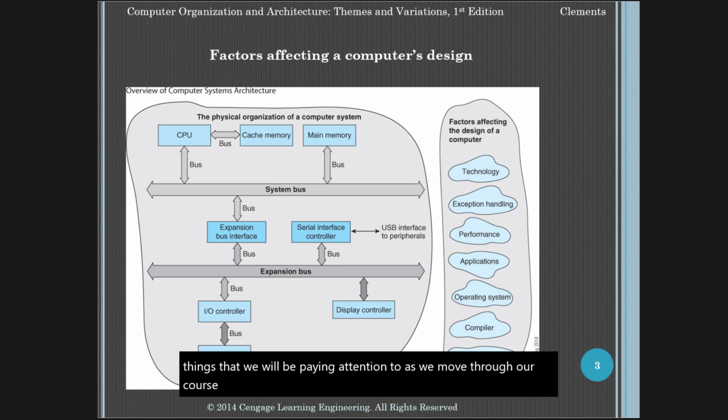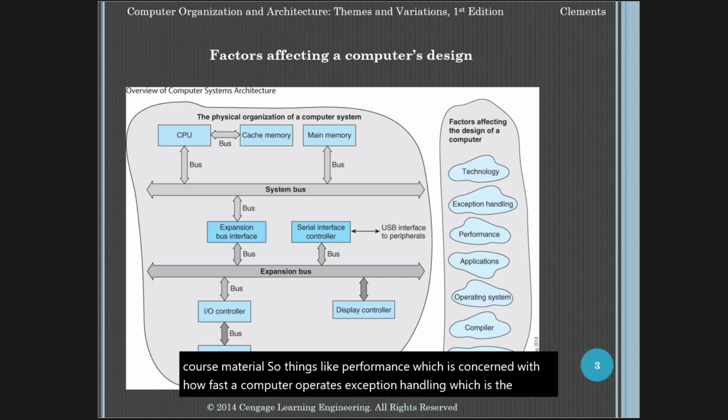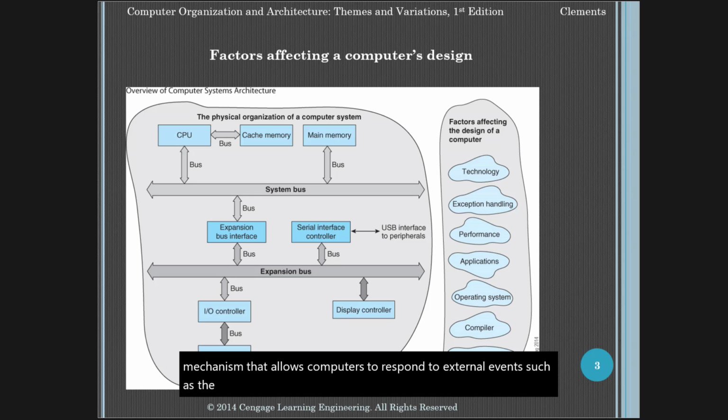So things like performance, which is concerned with how fast a computer operates, exception handling, which is the mechanism that allows computers to respond to external events such as the mouse moving or the user pressing a key, power consumption, which is a key factor in computing because while it must be minimized, we have high performance computers that reduce our power consumption in order to prevent the processor from damage due to heat, portable systems that have to reduce power consumption in order to extend battery life. So these are all topics that we'll be discussing as we move through the course material.